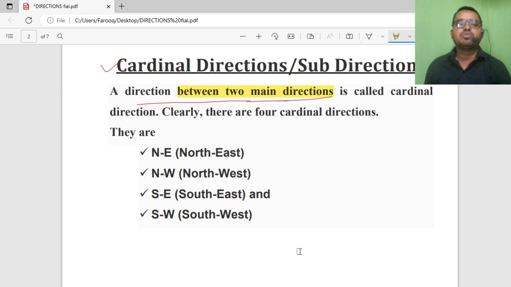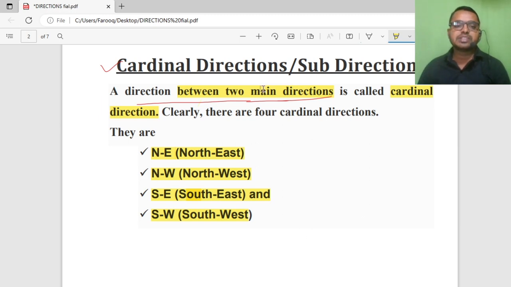The direction between the two main directions is called a cardinal direction or sub-direction. Clearly, there are four of them. NE means Northeast direction. NW means Northwest direction. SE means Southeast direction. SW means Southwest direction. These are the four sub-directions or cardinal directions.